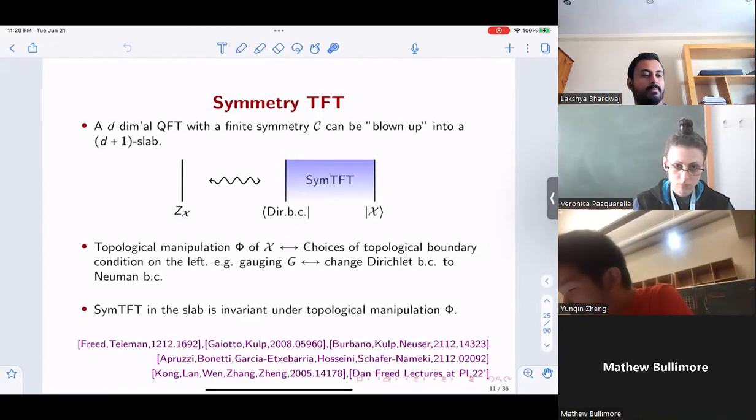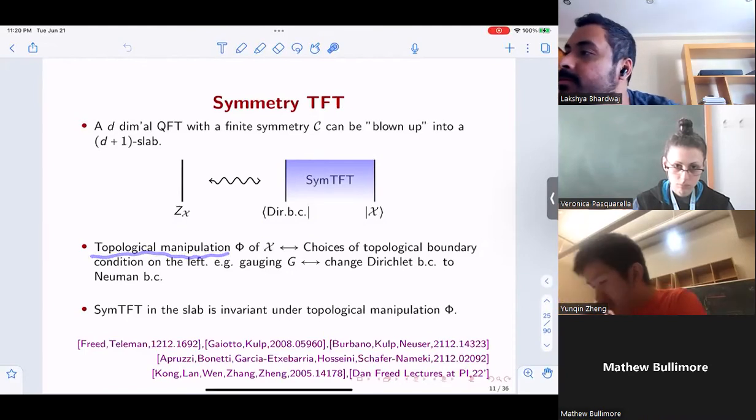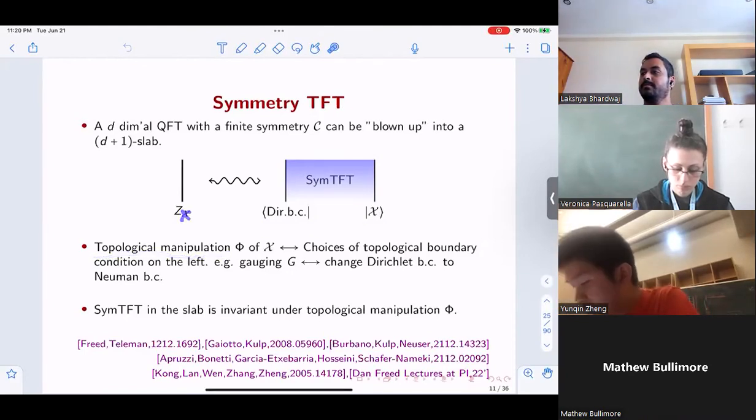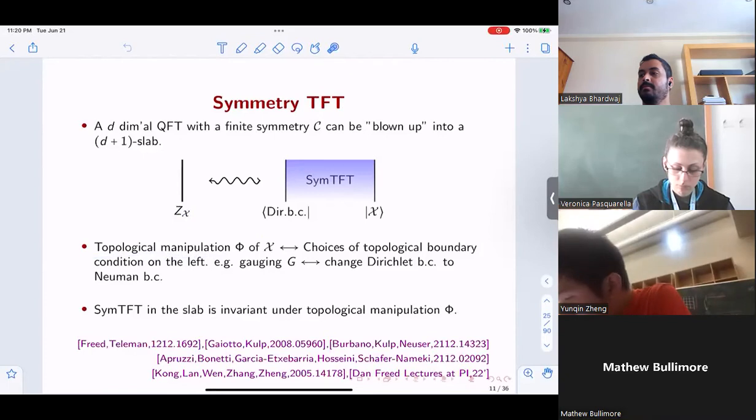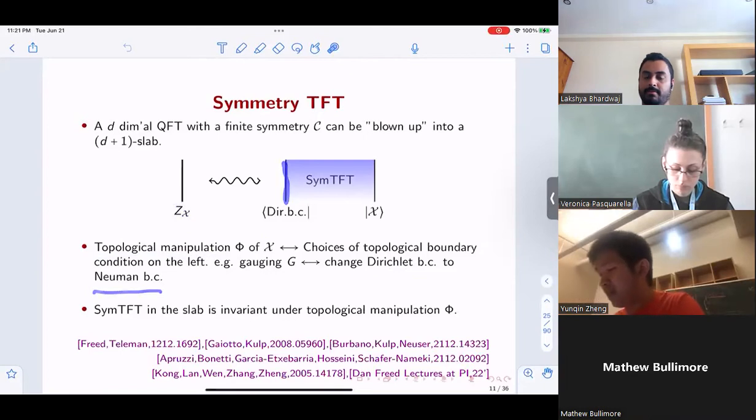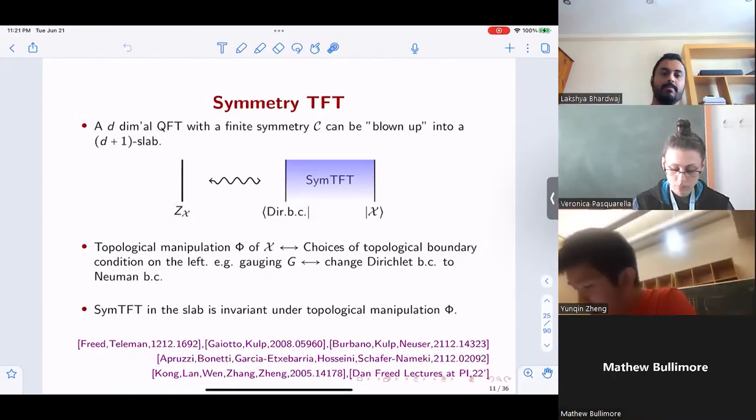The advantage of using this Symmetry TFT is as follows. It turns out that all topological manipulations of the theory X are in one-to-one correspondence with the choice of topological boundary condition on the left of the slab. For example, gauging the symmetry in the theory X amounts to changing the Dirichlet boundary condition to the Neumann boundary condition on the left of the slab. So from that, we see that the Symmetry TFT itself is invariant under topological manipulations.